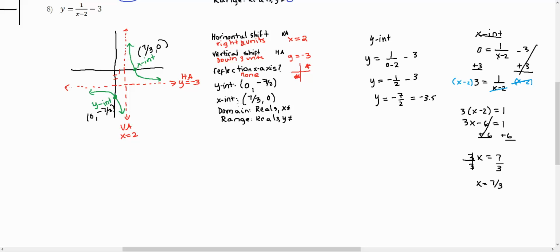Domain. What's the one x value that x can't be? X can't be 2. I'm going to use color this time. What's the one value that y can't be? Y can't be negative 3. There we go.